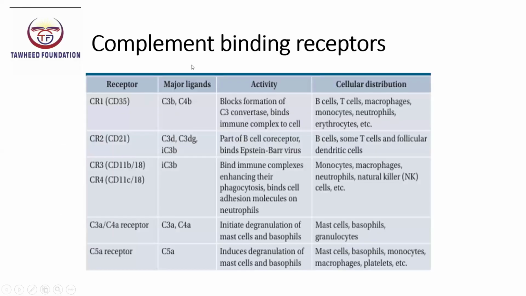So in this complement binding receptor table, we'll explain everything one by one. What are complement receptors? Complement receptors, CRs, are proteins expressed on the surface of various immune cells that recognize and bind complement fragments deposited on pathogens or immune complexes. They facilitate pathogen clearance, immune cell activation, and link innate and adaptive immunity.